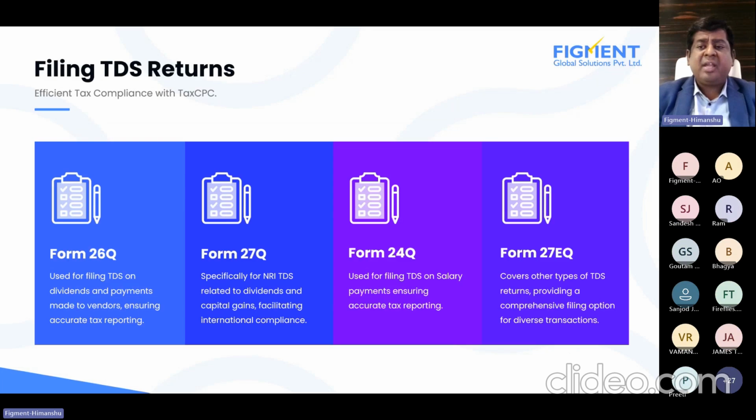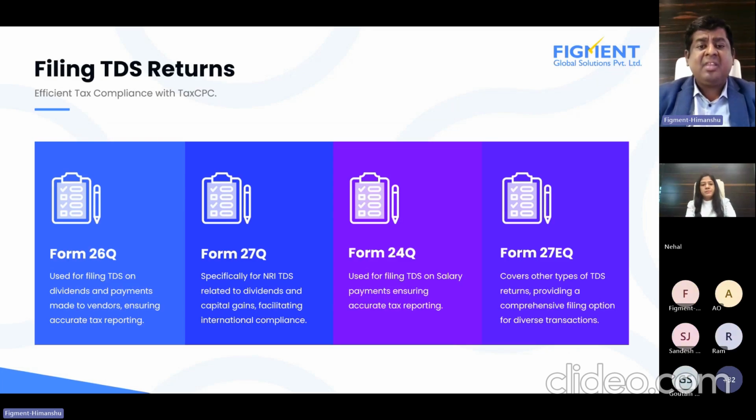Normally there are four types of returns that companies are filing. One is Form number 26Q. Under Form 26Q, you are filing the TDS on vendor payments and the TDS on payments other than salary.